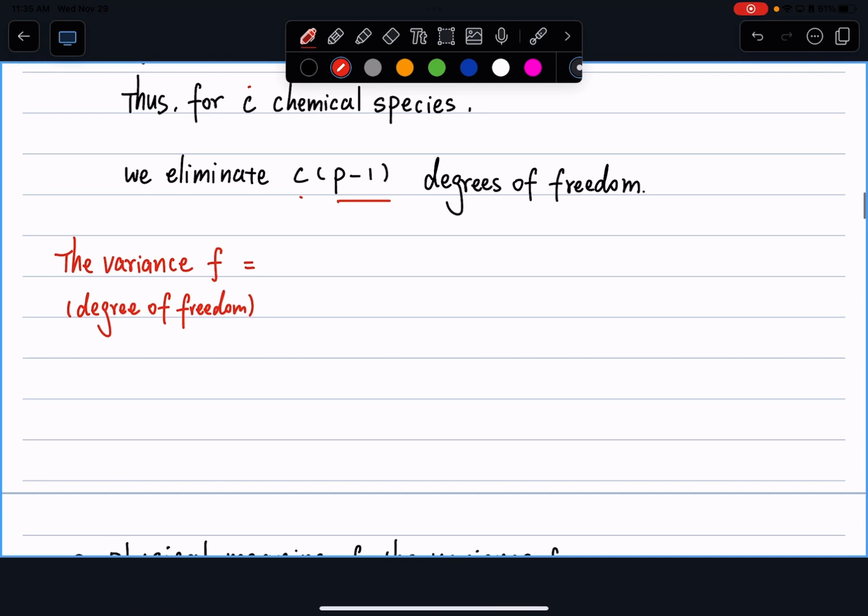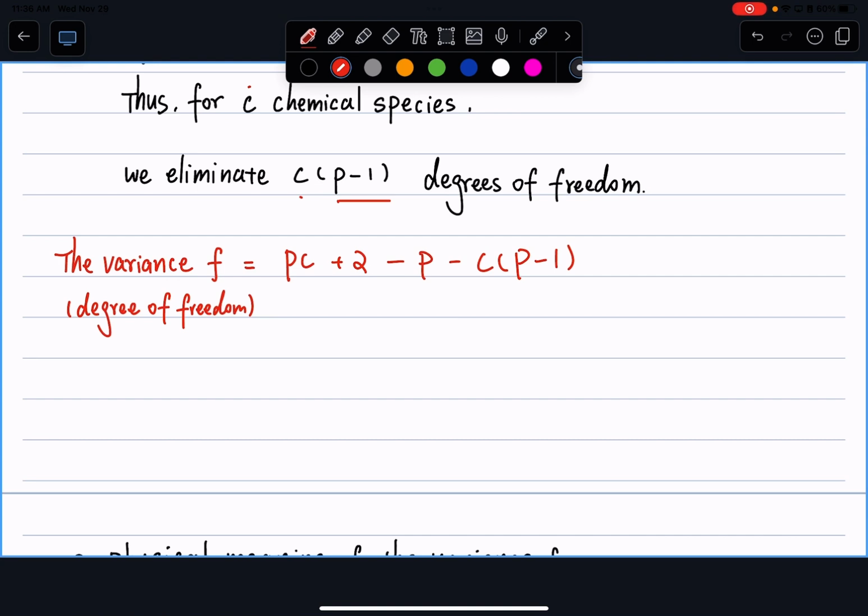Now our total degrees of freedom start from PC plus 2. This assumes all your mole fractions are independent of each other, and the plus 2 is your temperature and pressure. We subtract P, which comes from your mole fractions adding up to 1 in every phase, and subtract C times P minus 1, which is the phase equilibrium for every chemical species C.